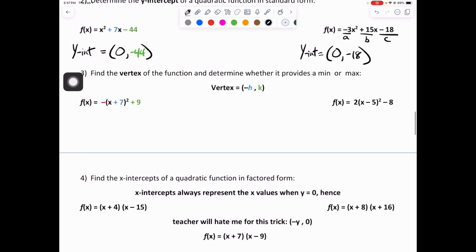Working for number 3, find the vertex of the function and determine whether it provides a min or max. Okay, here we go. Vertex form. When we are given a function in vertex form, the vertex equals the flip sign of h, followed by the k.